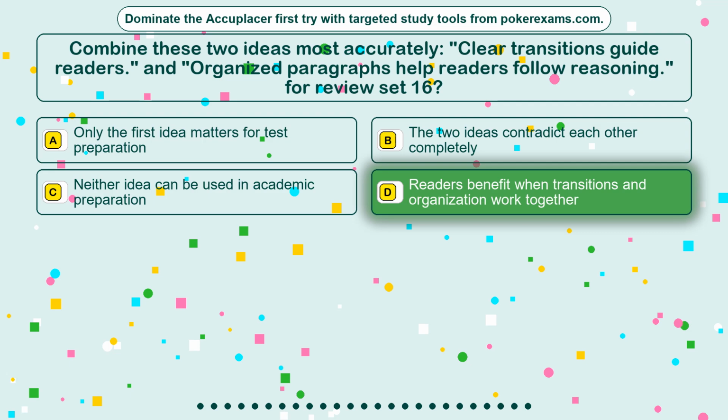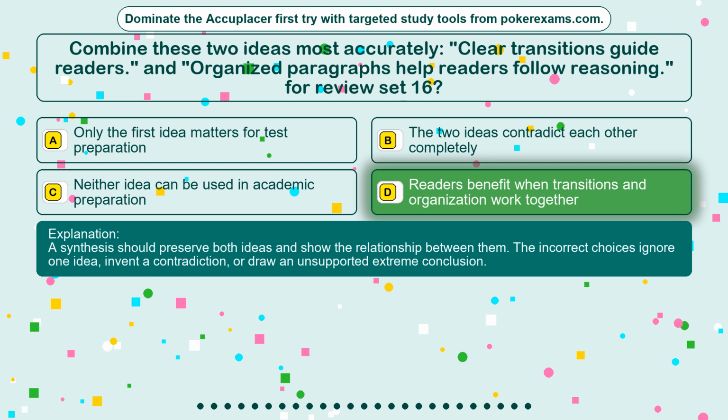The correct answer is option D. Readers benefit when transitions and organization work together. A synthesis should preserve both ideas and show the relationship between them. The incorrect choices ignore one idea, invent a contradiction, or draw an unsupported extreme conclusion.